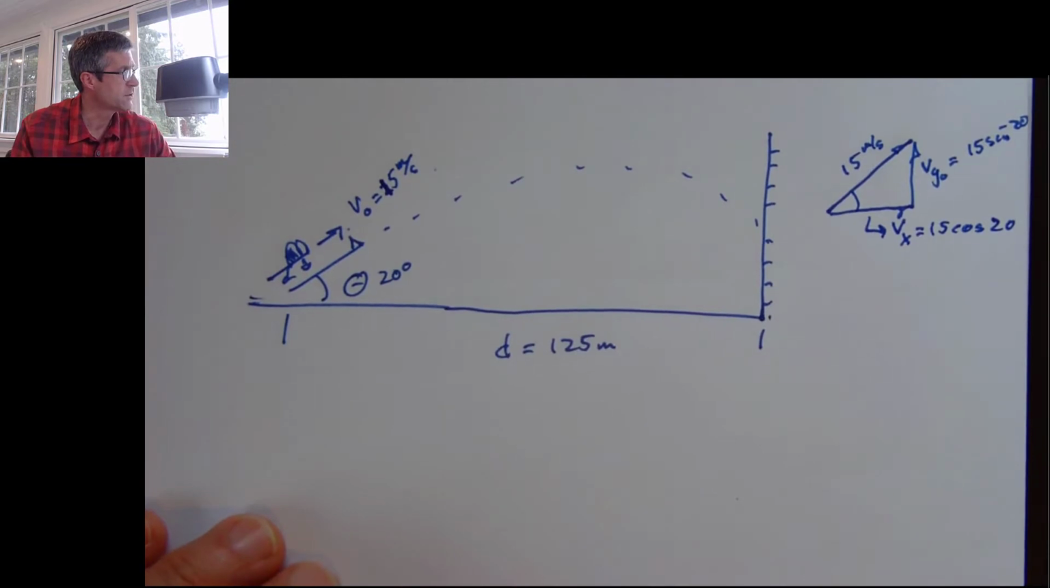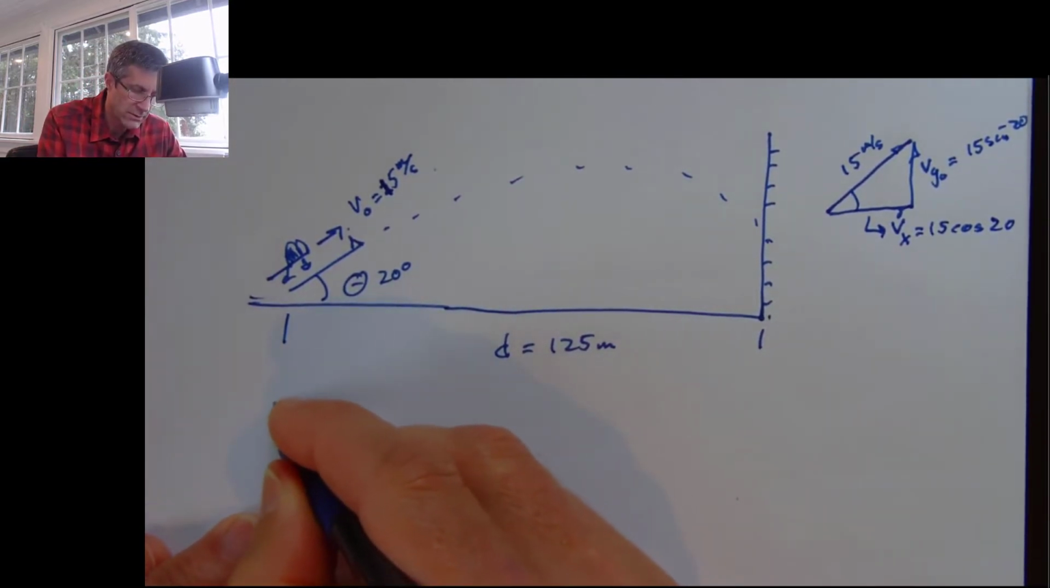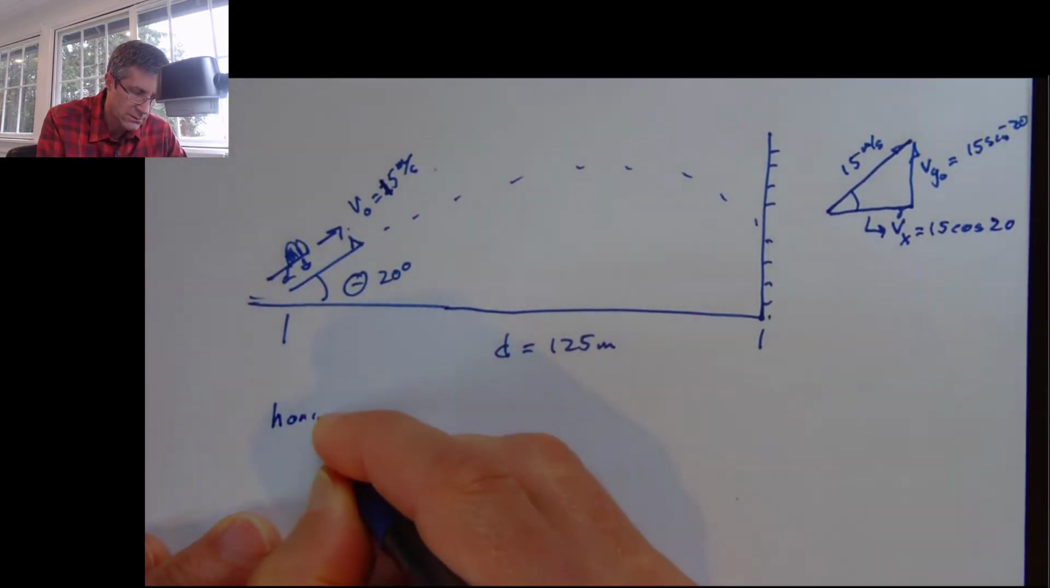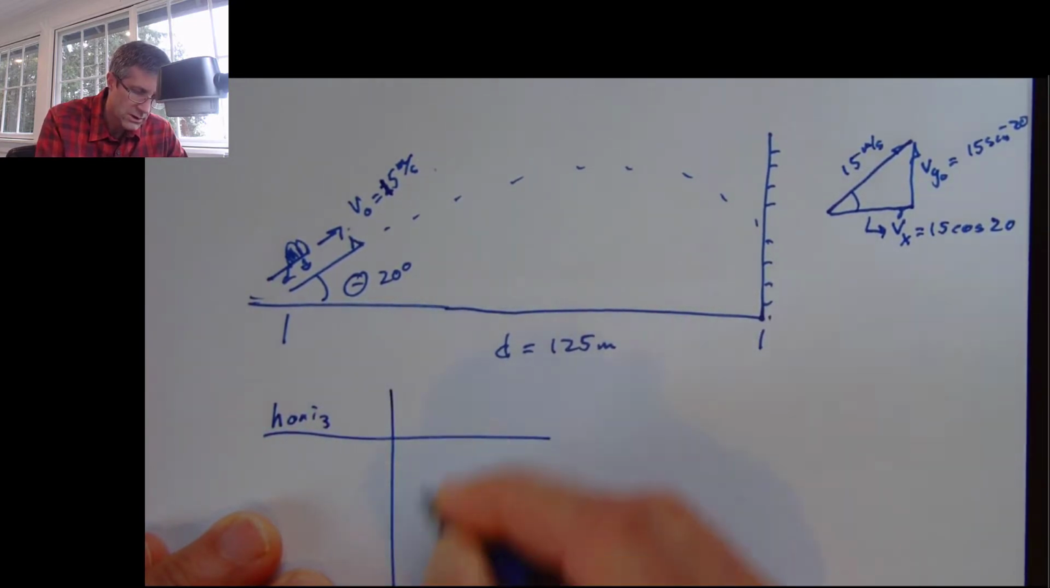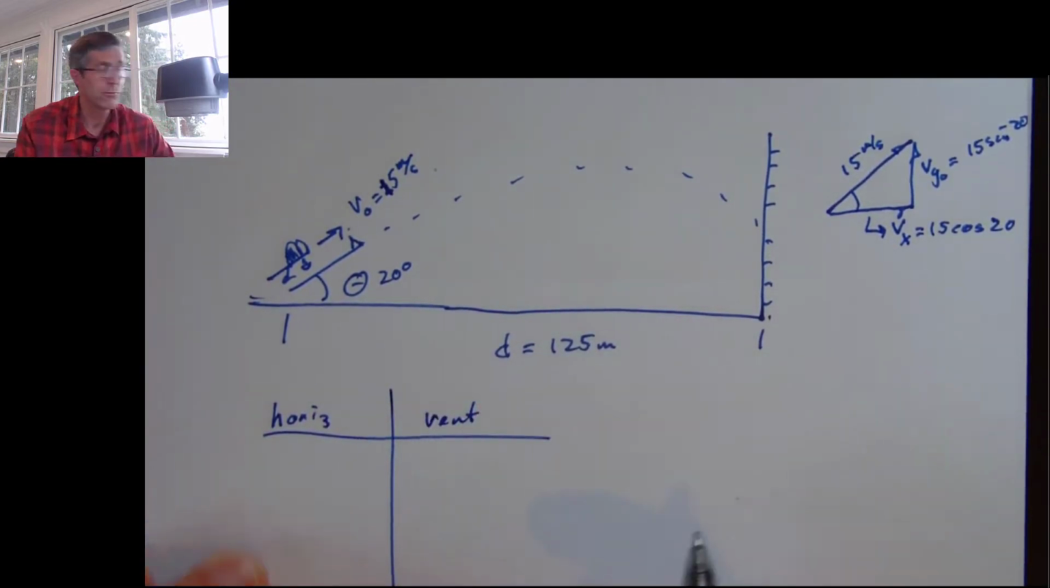Okay, so let's figure this out. I'm going to lay this out. What do I know in my horizontal direction? What do I know in my vertical direction? And then we'll worry about a connector. A lot of times a connector is time. So let's figure out what we can.